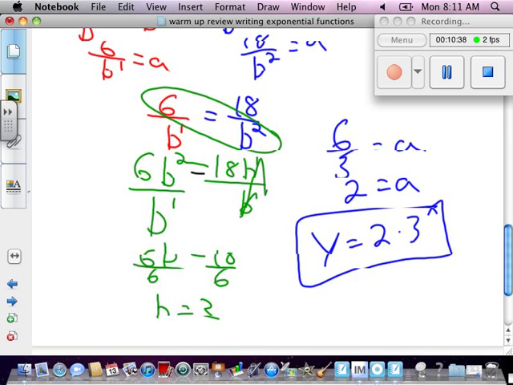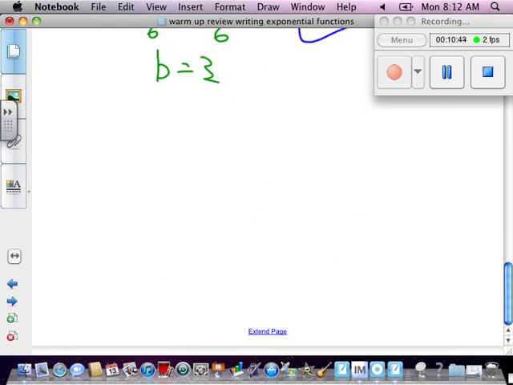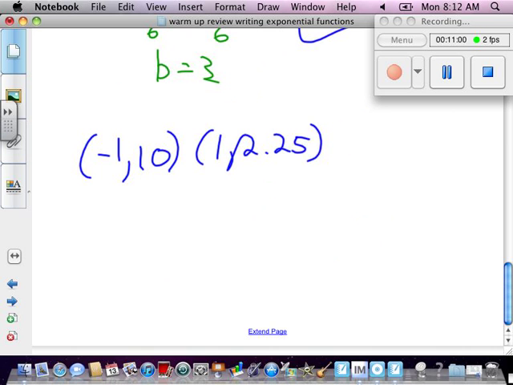Okay, I believe there was a mistake on yours. I don't know if I put most of them in there. But it should say -1, 10, and 1, 2.25. Okay. So, just like the last one, we're going to do it the same exact way. Our first step is to label. Our second step is to put it in the equation.